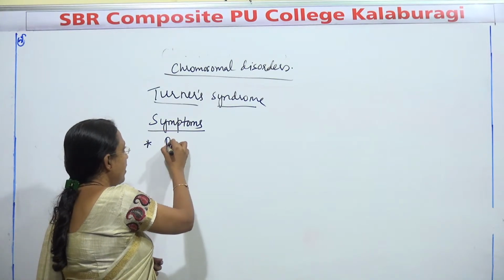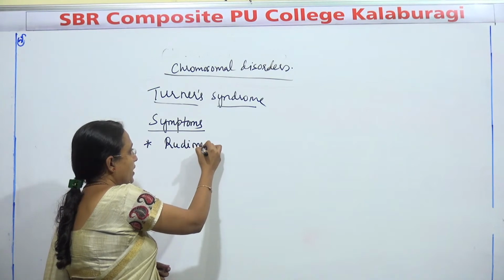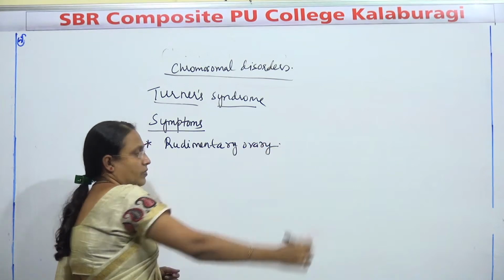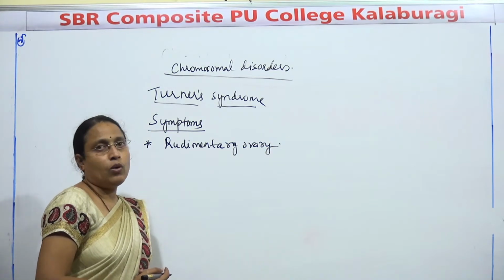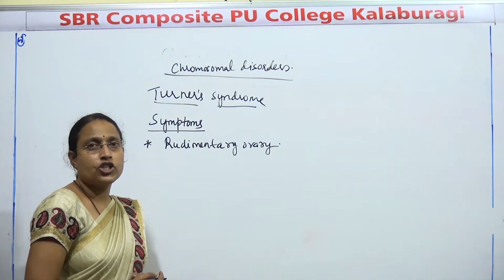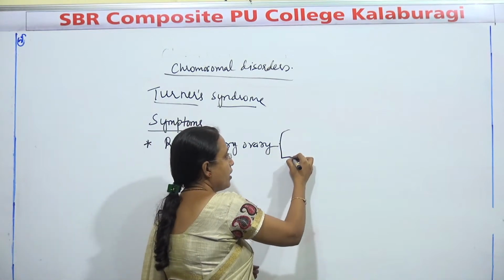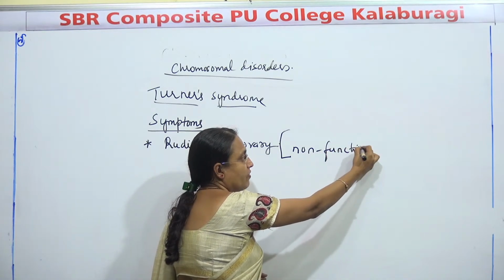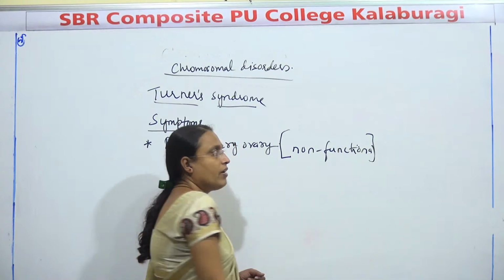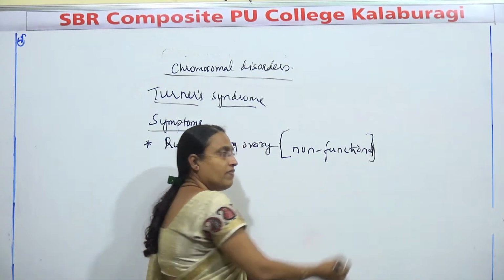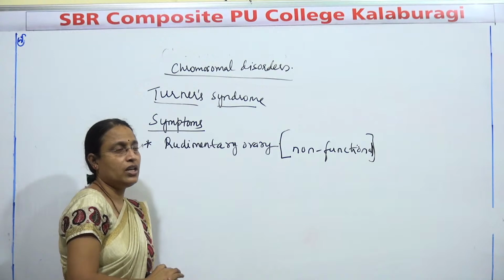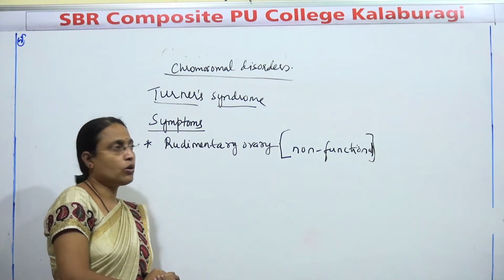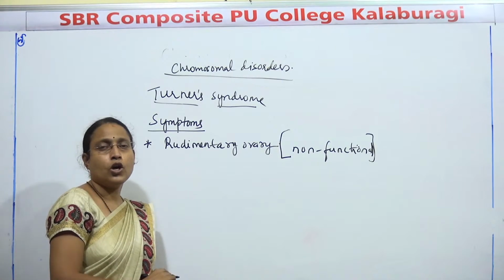So, she will have a rudimentary ovary. A rudimentary ovary is nothing but a non-functional ovary. Why do we say rudimentary? Because this ovary cannot perform the normal function. When it cannot perform the normal function, we say it is a rudimentary ovary. As a consequence of the absence of one of the X chromosomes, the ovary becomes rudimentary.